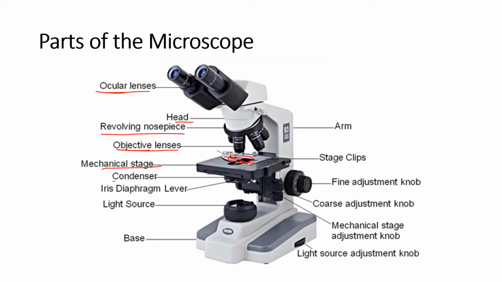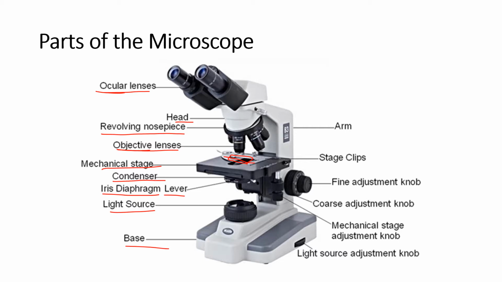Right under the stage is a condenser. The condenser condenses the light, and there is a knob which allows you to move it up and down. Below that is the iris diaphragm, and there is a little lever where you can open and close it, and that controls how much light goes through the slide. Then, of course, there is a light source and the base.